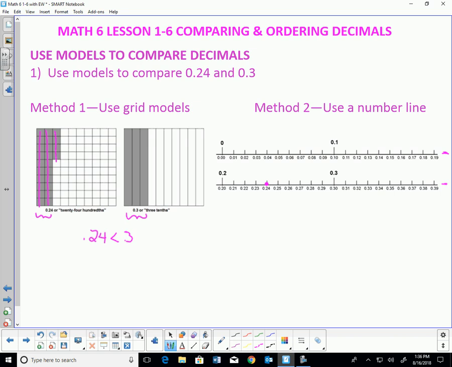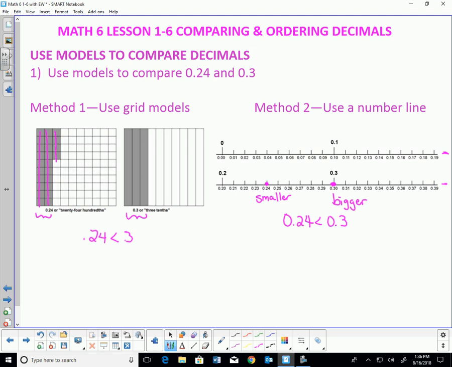0.3 is right here. On a number line, the further you get to the right of a number line, the bigger the numbers get. This number here is bigger. It's further to the right than this number here, which is smaller. So again, we know that 0.24 is smaller than 0.3.